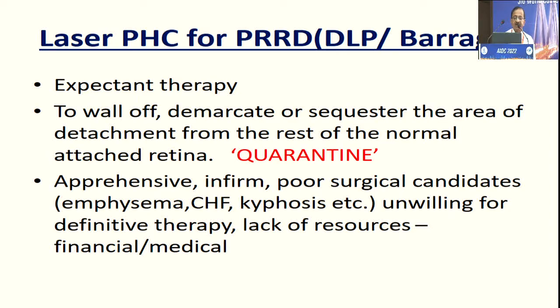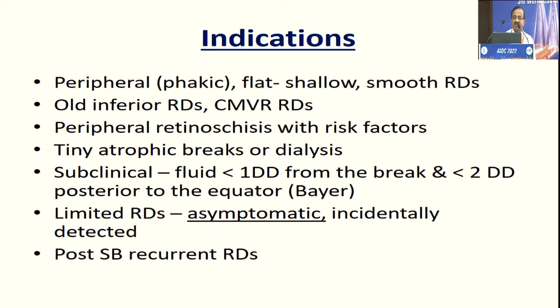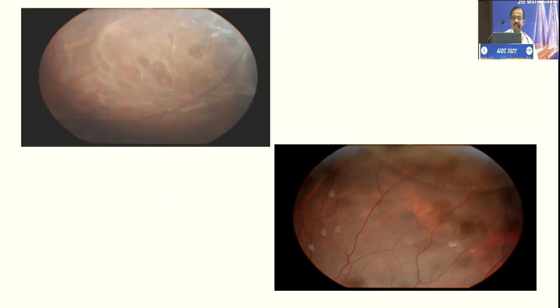It may be employed in apprehensive, infirm patients or poor surgical candidates, unwilling for definitive therapy, or with lack of resources that may be either financial or medical. So those are some of the indications where we may be able to successfully get away with doing just laser photocoagulation. This is a patient with a peripheral retinoschisis-related detachment, or a subclinical retinal detachment in the periphery, where we do partially overlapping burns and leave no spaces in between, 2 to 3 rows, as the traction is thought to extend beyond the margin of the detached retina.